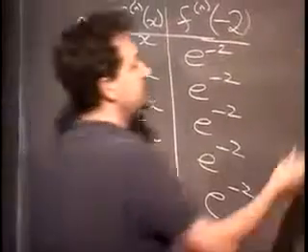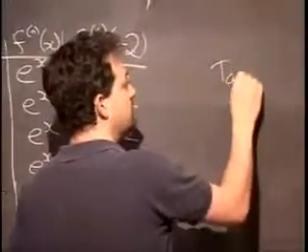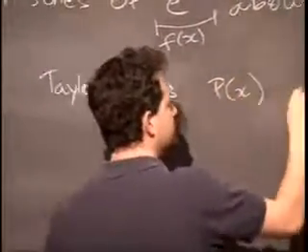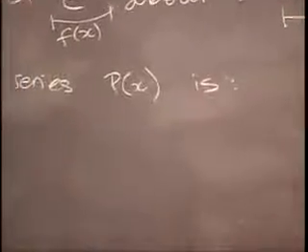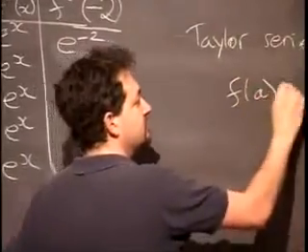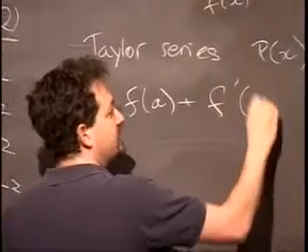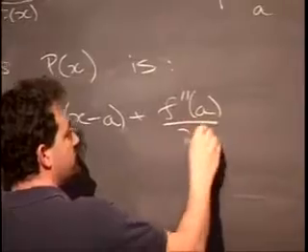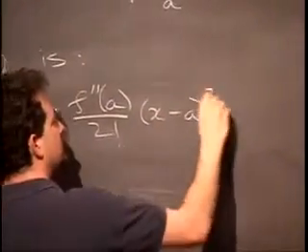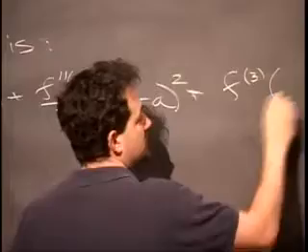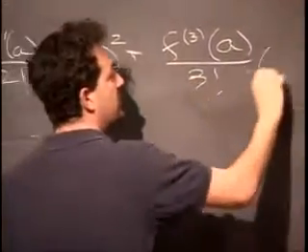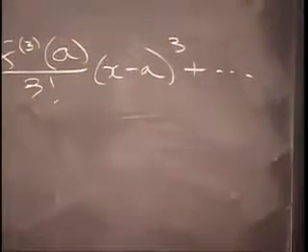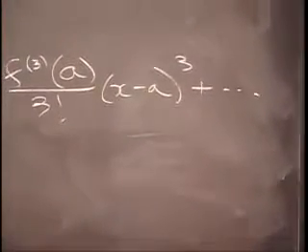So the Taylor series, I don't really have a name for it, maybe I'll call it p of x, is f of a plus f prime of a, x minus a, plus f double prime of a over 2 factorial, x minus a squared, plus the third derivative. You get used to writing this out, I tell you. And because it's the Taylor series, it never stops. I don't know how far out to go. I'm just going out to 3.